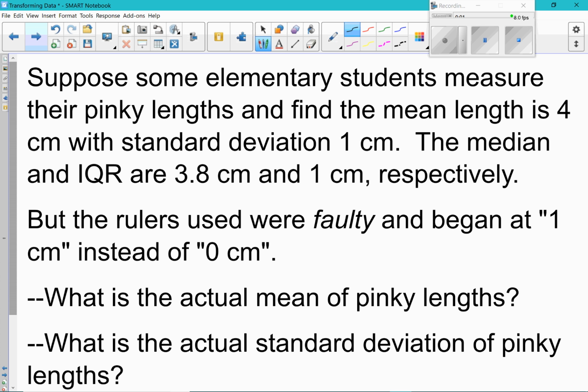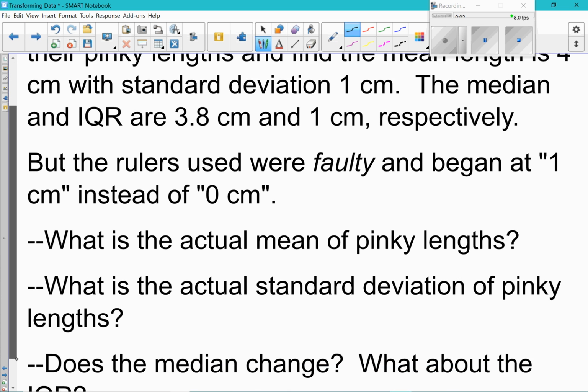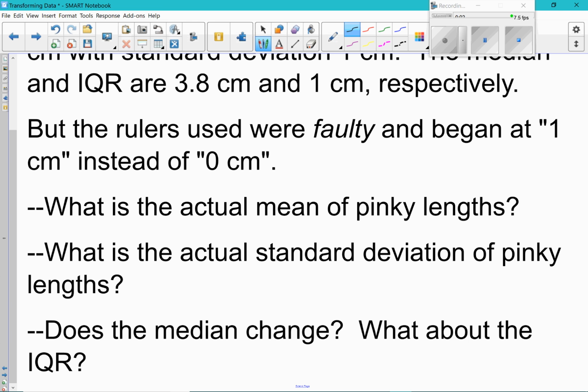But suppose the rulers were faulty, or perhaps even that their data collection was faulty. This is actually really common for students to start on the number 1 when they're first learning to measure, instead of starting on 0. It's extremely common. So instead of us going and recalculating or transforming all the data and then finding the mean, the median, the standard deviation, the IQR again, couldn't we just logically think through this? What would the new mean be? And what would the actual standard deviation be? And what's the median? And what's the real IQR?